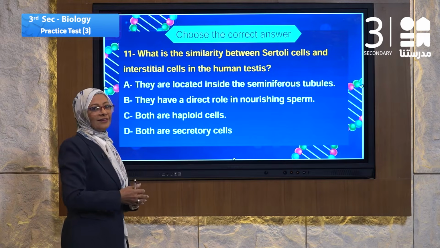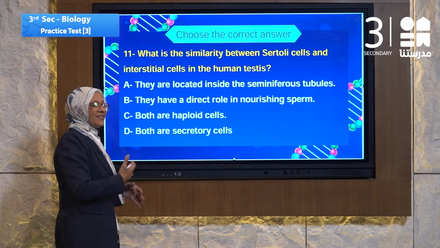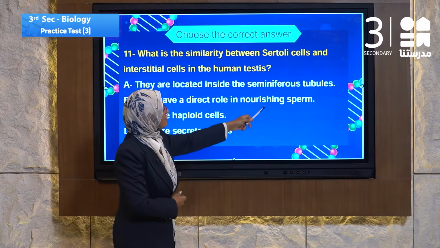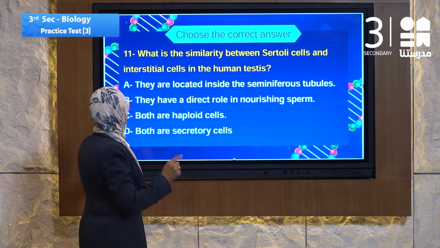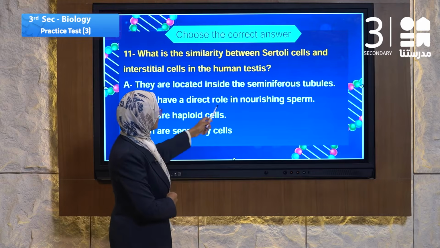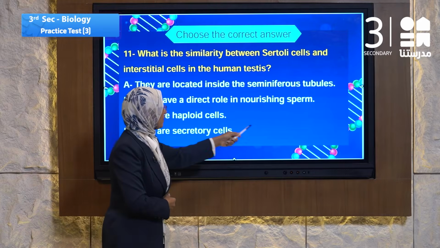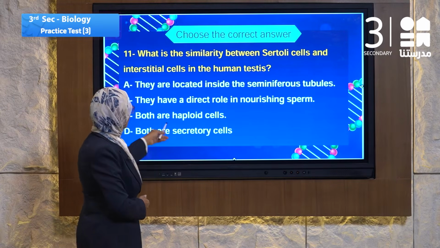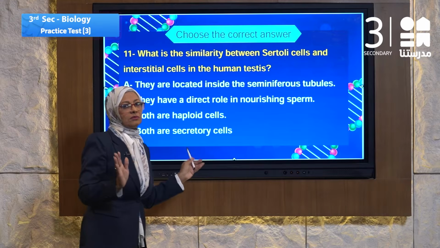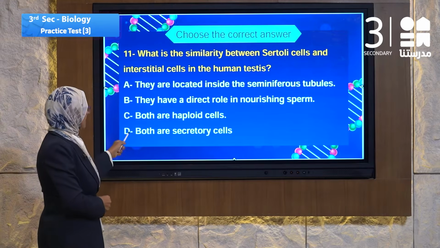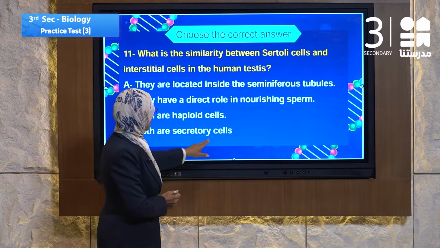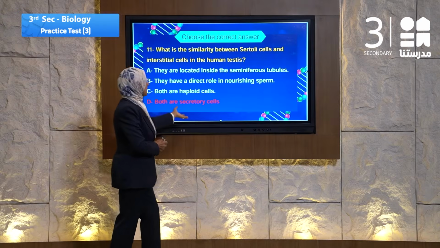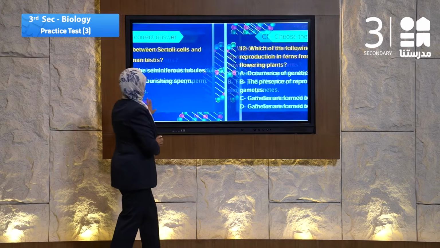Maybe I go to the answer without my feeling. Yes, they are located inside seminiferous tubules? No, they are not. They have a direct role in nourishing a sperm, to feed the sperm. Number C, both of them are haploid cells? No, they are diploid cells. D, both of them are secretory cells. Yes, they are secretory cells. That's the answer. Let's go to question number 12.